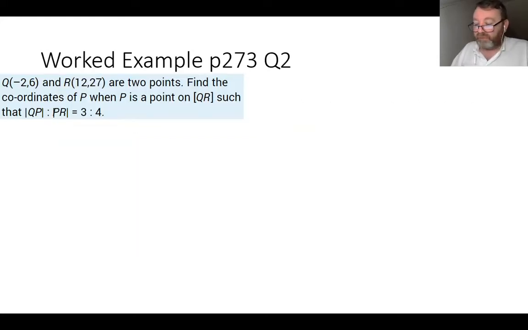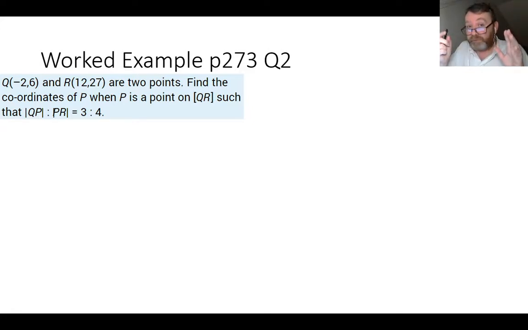This is on page 273, question 2. Q, which is (-2, 6), and R, which is (12, 27), are 2 points. Find the coordinates of P when P is a point on the line segment QR such that QP to PR is 3:4. Now, 2 things we've got to look at here.